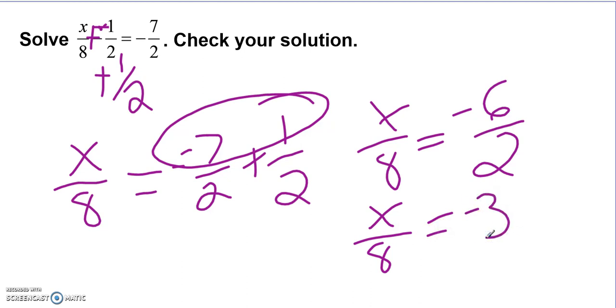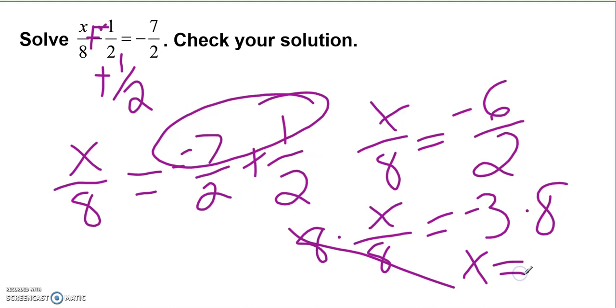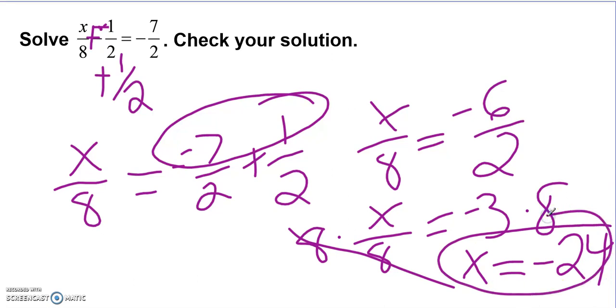Okay, gotta get rid of my best friend. So I'm going to do times 8. Okay, gone. Times 8. One second. Okay, and so my best friend's gone now, and I'm all by myself, and negative 3 times 8 gives me negative 24. Okay, not too bad.